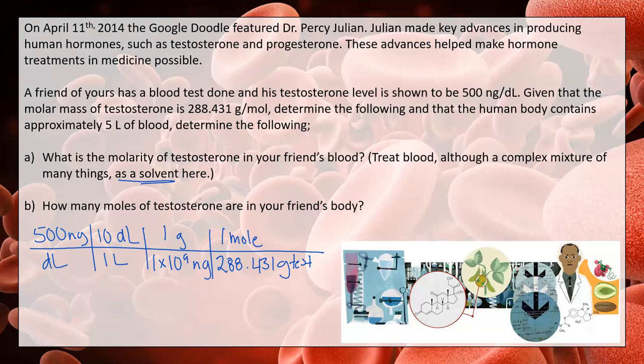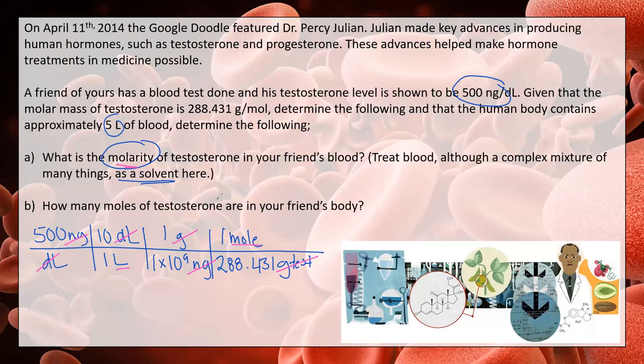I thought I would write this in reverse, but this is actually easier. So here we want the molarity, right? But we don't need to worry about knowing that there are 5 liters of blood, because we already know what his total level was. So we go through and cross out everything that cancels out. Nanograms, nanograms, grams, grams, and we're left with moles per liter, which is the definition of molarity.